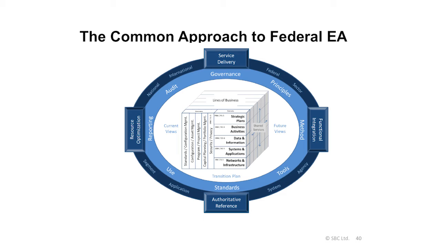There are 8 levels of scope for implementing an architecture. They are international, national, federal, sector, agency, segment, system, and application. There are also 8 basic elements that must be present and be designed to work together in each agency program: governance, principles, method, tools, standards, use, reporting, and audit. These ensure that agency programs are complete and can be effective in developing solutions that support planning and decision-making.